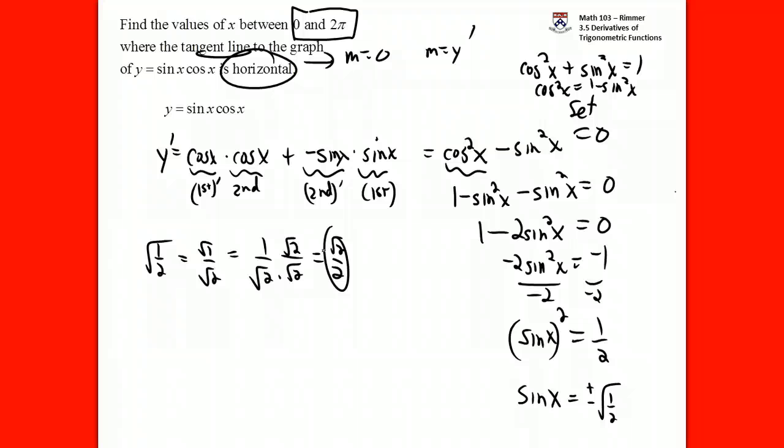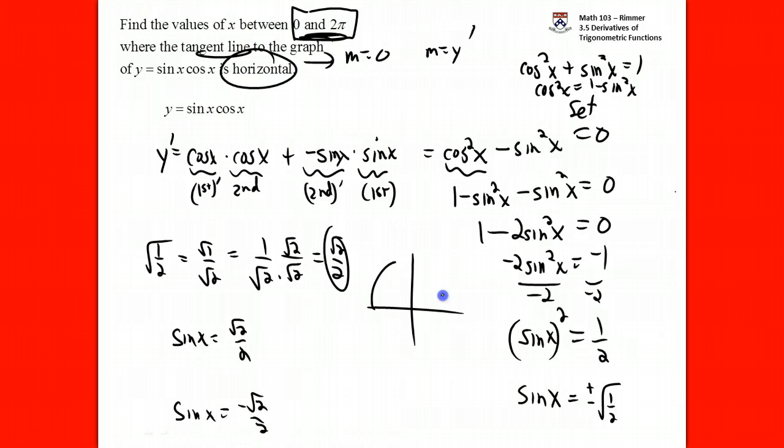So sine x equals root 2 over 2. There's 2 places where that happens. Sine x equals negative root 2 over 2. There's 2 x values where that happens in this range of 0 to 2 pi. Just think of the unit circle. We're talking about these 45s here. And we need them. That's all.